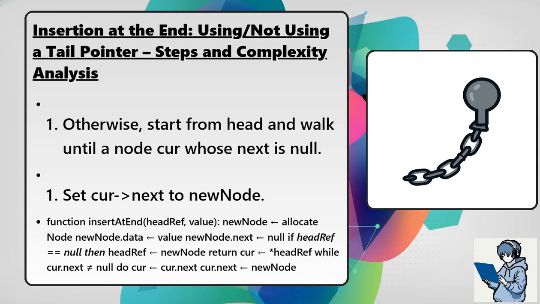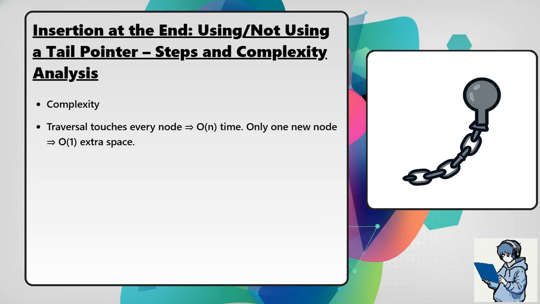Define function insertAtEnd with headRef and value. Allocate newNode, set newNode data to value, set newNode next to null. If dereferenced headRef equals null, then set dereferenced headRef to newNode and return. Set cur to dereferenced headRef. While cur next is not equal to null, do: set cur to cur next. After the loop, set cur next to newNode. Complexity: traversal touches every node, which is O(n) time. Only one new node, which is O(1) extra space.